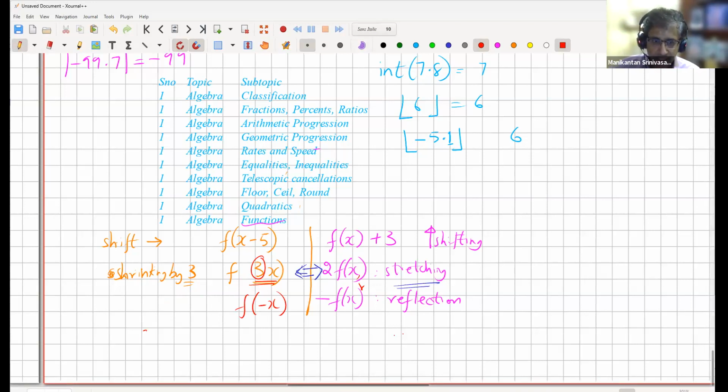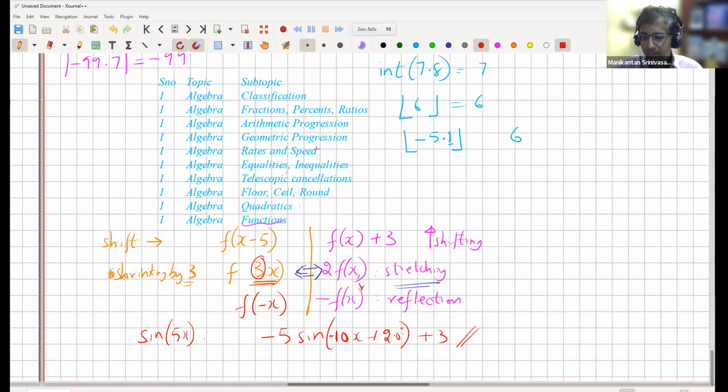So you can have, let's say I'm starting with sine of 5x. I can have a series of translations which leads me to minus sine of 10x plus 20 degrees plus 3. I can do a combination of these, or even I'll make it minus 10x. Okay, so not so important, but just know that by a combination of several of these, one step at a time, translating, shifting, stretching, reflecting, you can get from any function to any other modified function.